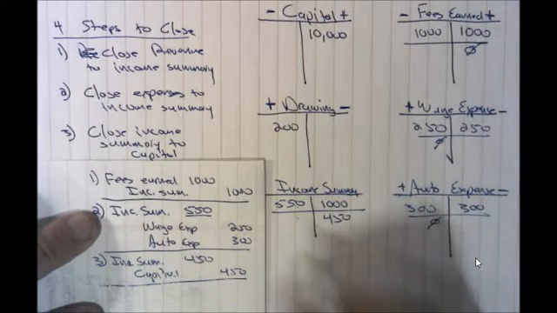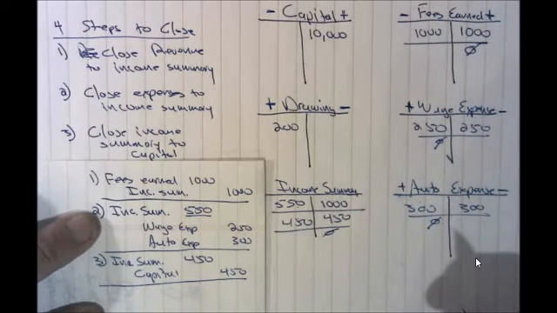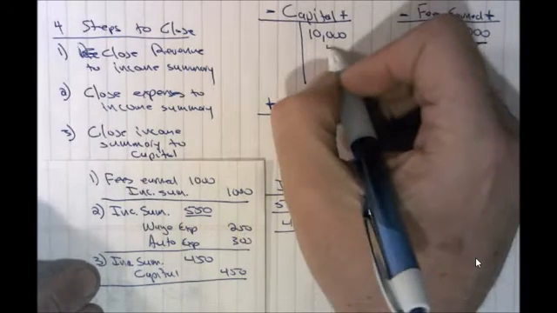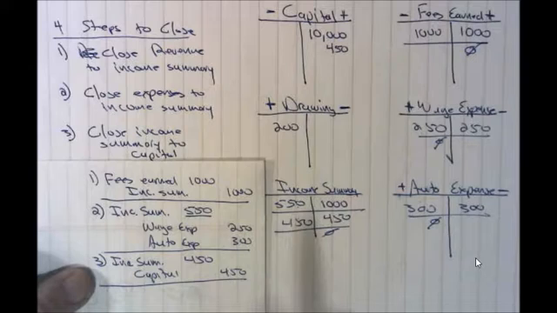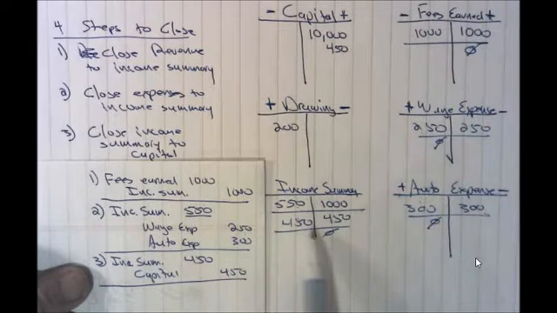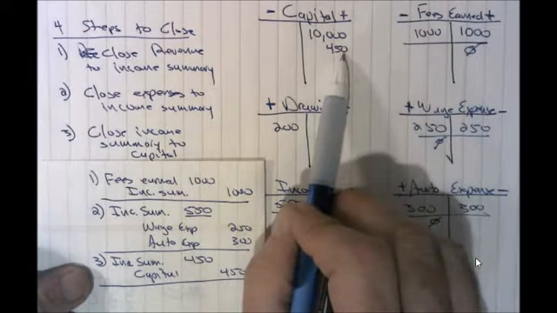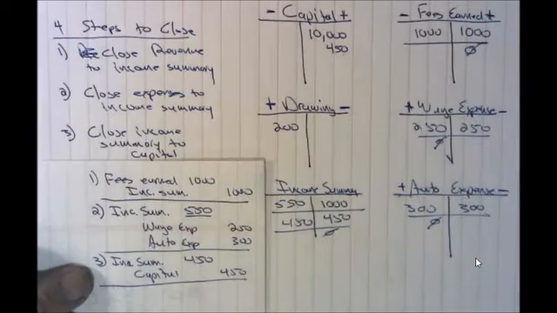If I post this, what happens? Income summary goes to 0, right? And capital gets a bump of $450, right? So we know that we've always said that net income makes our capital go up. Well, here's the mechanical process where that happens, right? I do that 3rd step, and what happens? My income summary goes to 0, my capital goes up by $450, right? Okay, so there's step 3.